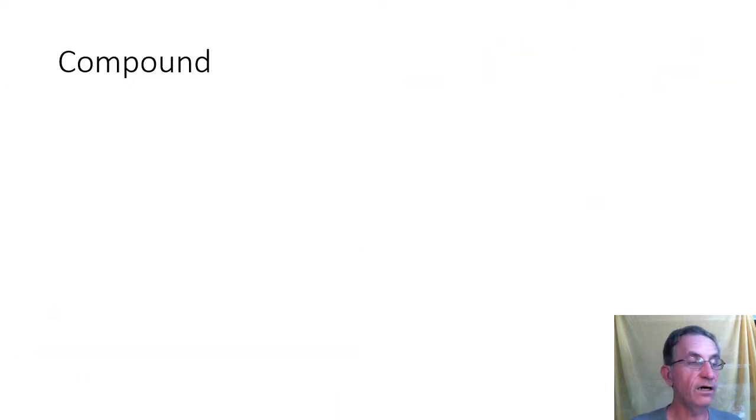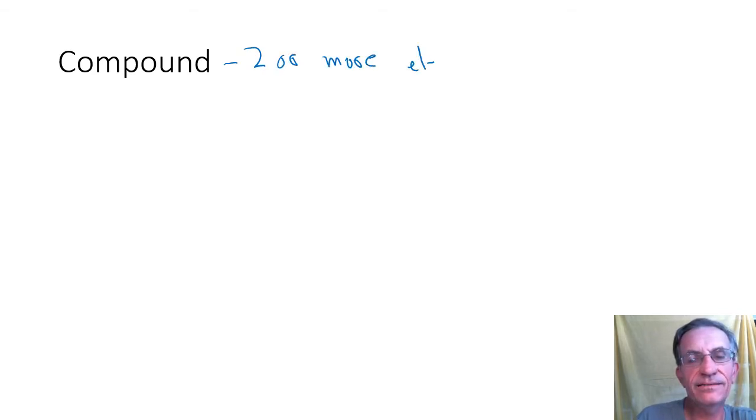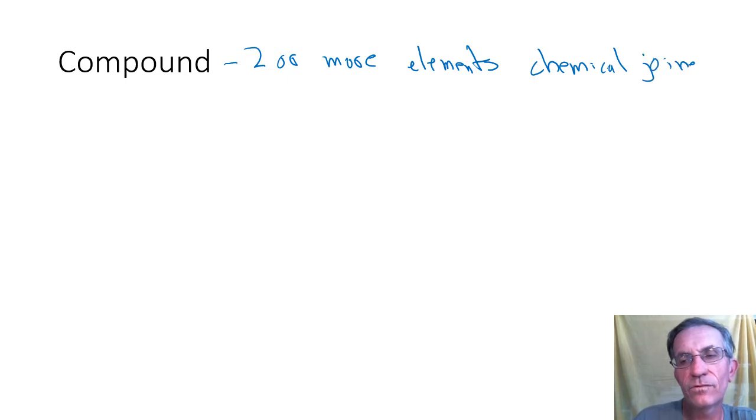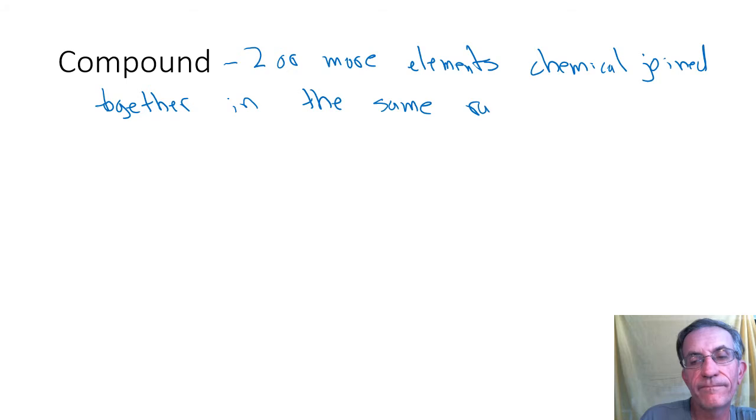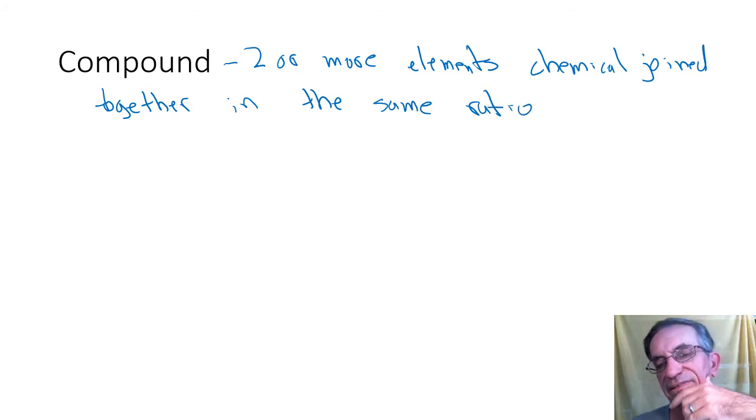So compounds are elements put together, basically. Well, let's be a little more specific, though. They are two or more elements chemically joined together. Two or more elements chemically joined together, and we'll say in the same ratio. Chemically joined together in the same ratio. All right, so let me explain a little bit more about what that means. So first off, what do I mean by the same ratio?